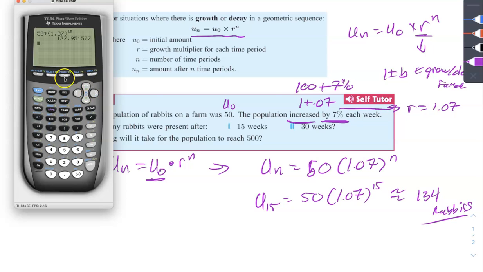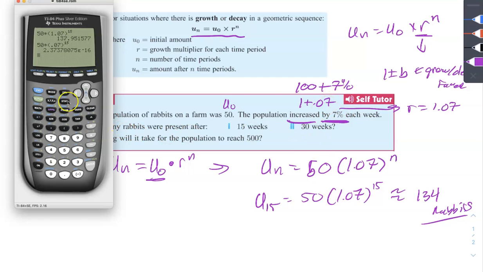Now, does that make sense? Well, we start off at 50 rabbits, and we're increasing the population by 7% each week. So yeah, 134 is more than 50. It makes sense. Now look what happens if I took out that 1 and just put in 0.07. We would have got a tiny number, a small decimal. That wouldn't make sense. How do we grow our population if we're decreasing? So very important: you always start at 100% and then either add or subtract.